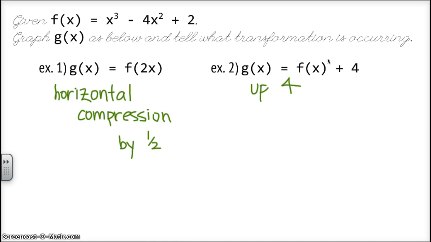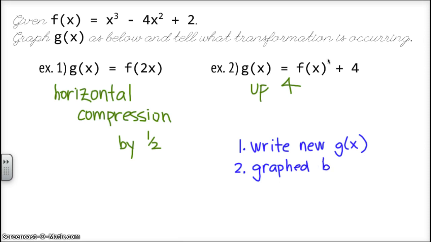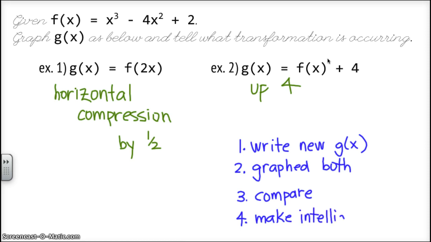Okay? So the process here that we went through was we wrote the new equation. We graphed both. We compare. Then we make an intelligent statement. After we graphed that second one, our intelligent statement was, hey, my graph has moved up 4. Some of you saw that instantly, but graphing it does definitely help us see it a little bit better for ourselves.